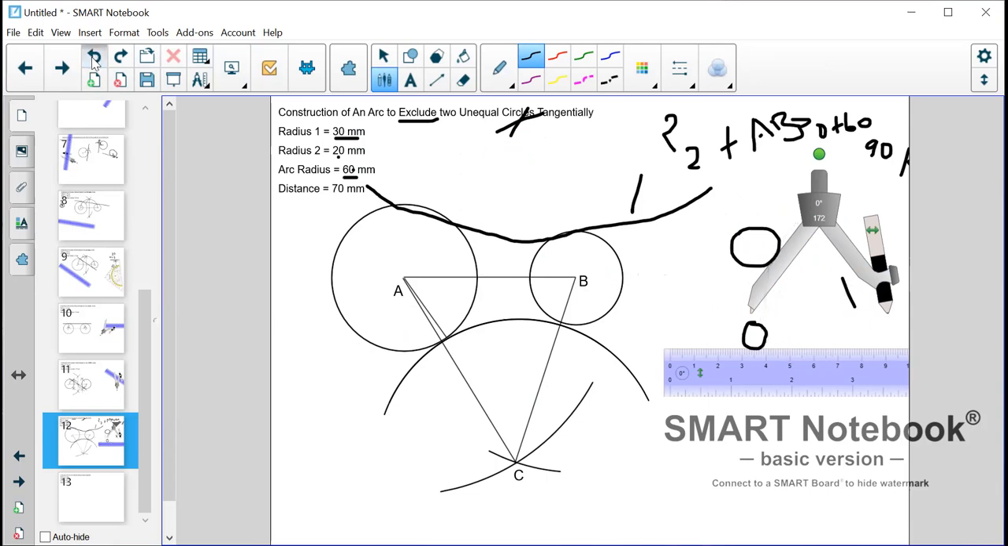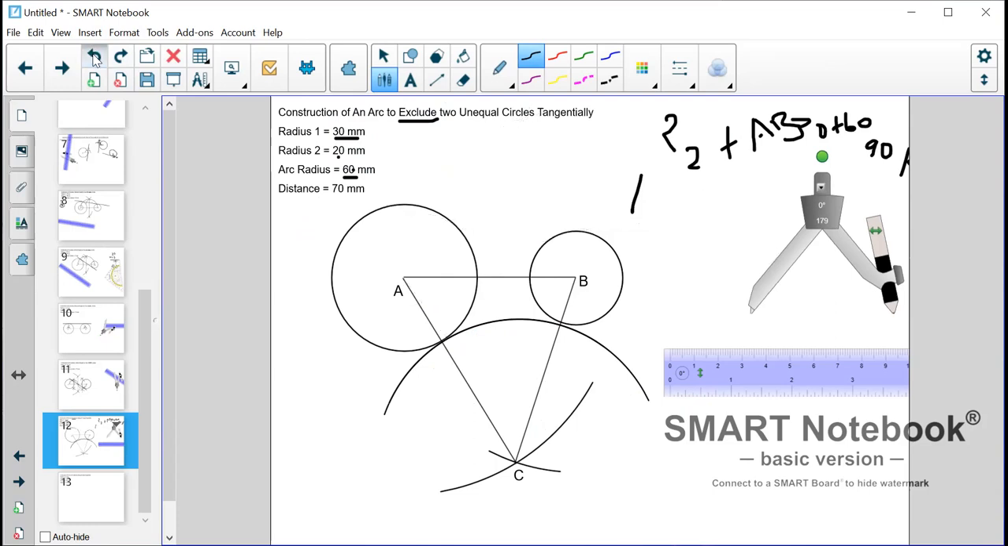So just remember, for the external case, when the arc excludes the circle, you have to add radius 1 and the arc radius, then radius 2 and the arc radius. That will give you the distance in order to find the center to draw the arc. I do hope this video has helped you, and you are now better able to construct this arc in the correct way.